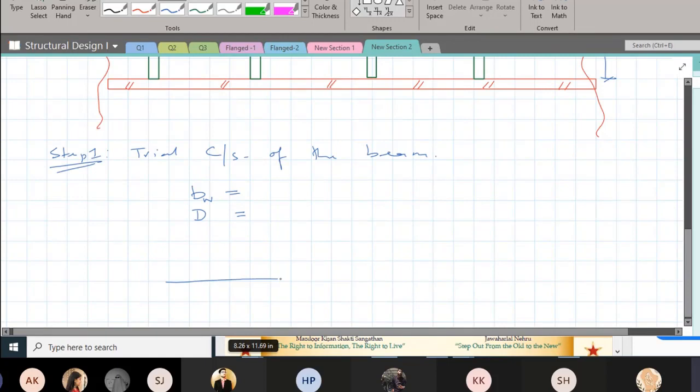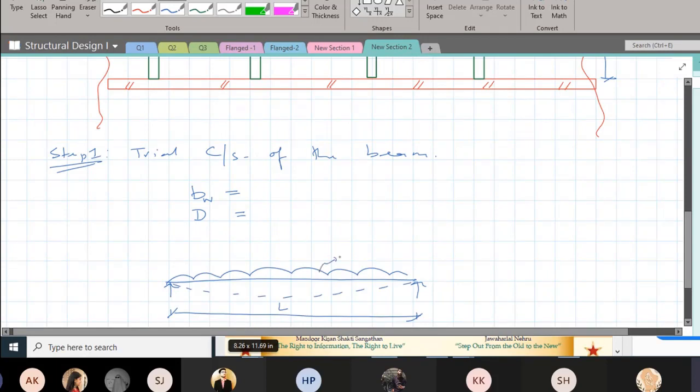Like if I see this beam, any beam, say this is of span L. Say this is a simply supported beam. It is having load W. I want to reduce this maximum deflection of the beam. How can I reduce it?